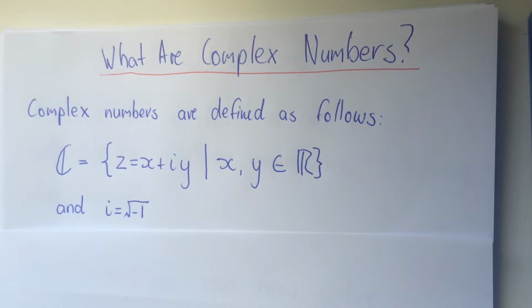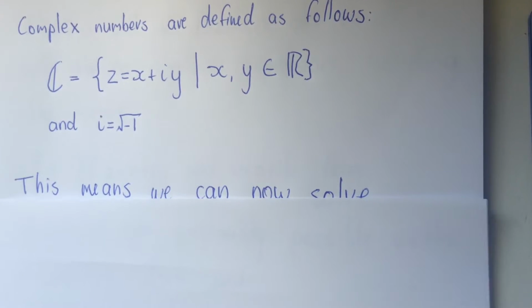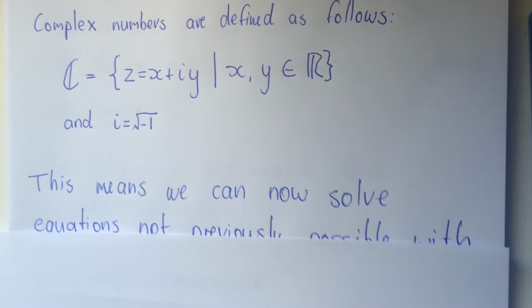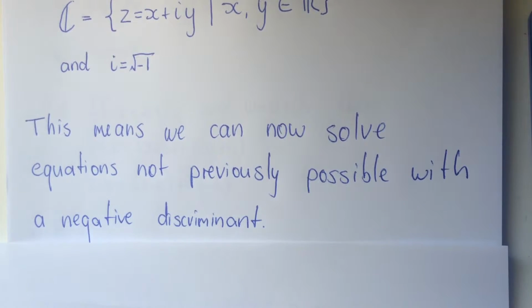This is important as it allows us to solve many equations, especially quadratic equations, that were not previously possible. You know, the ones that had a negative discriminant and you were just told to write no solution for, or at least no solution in the real numbers for. Now you can write explicit solutions for them.